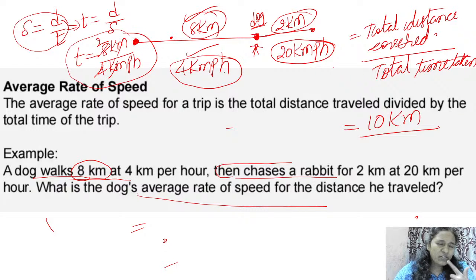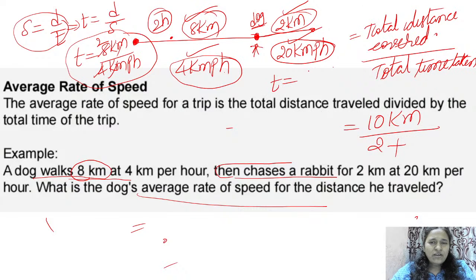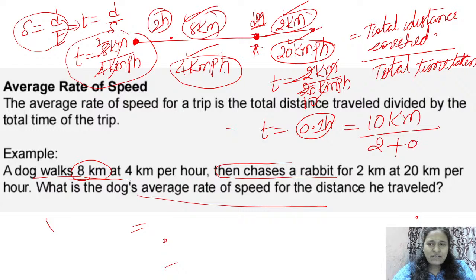This dog walks for how much time? 2 hours. Next time we have to find in the same way. Here also we know the distance and the speed. Time is equal to distance by speed. Speed is 20 kilometers per hour. Kilometers get cancelled. T is equal to 1 by 10, that means 0.1 hours. Right? That means 2 plus 0.1 hours.